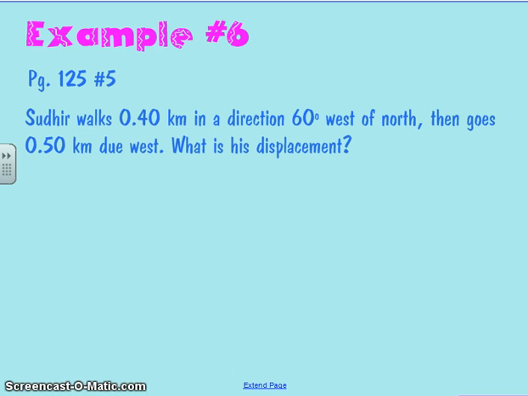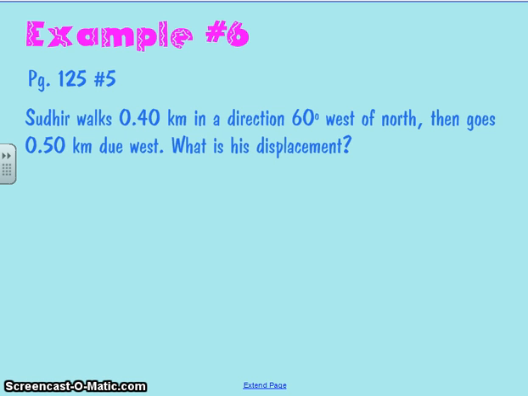Our first example problem talks about a man named Sudhir who walks 0.4 kilometers in a direction 60 degrees west of north and then goes 0.5 kilometers due west. It wants to know what his displacement is. Before we follow those 5 steps, we're actually going to draw a diagram showing these displacements. It says that he first walks 0.4 kilometers 60 degrees west of north.